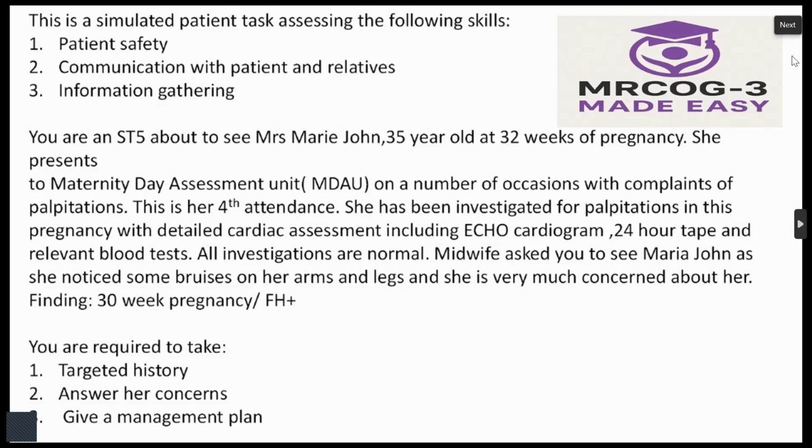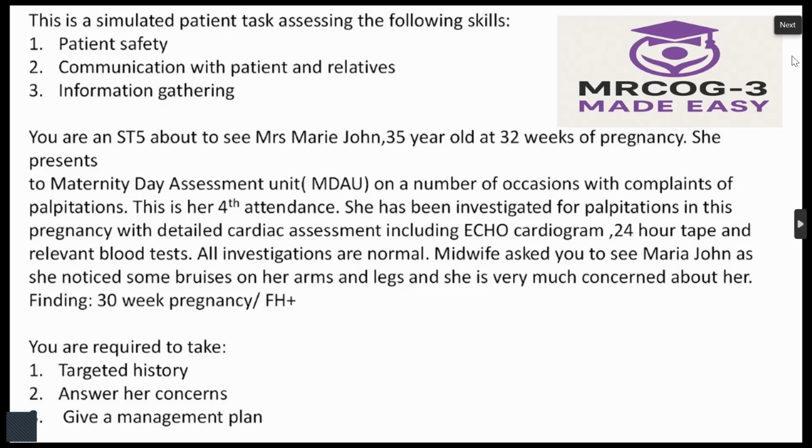Usually she'll be silent. You have to get information from her and give the management plan. Now, this is the history case in front of you. It is a simulated patient task. Mostly it comes as a simulated patient task. You are an ST5, about to see Mrs. Maria John, 35 years, and she is at 32 weeks of pregnancy.